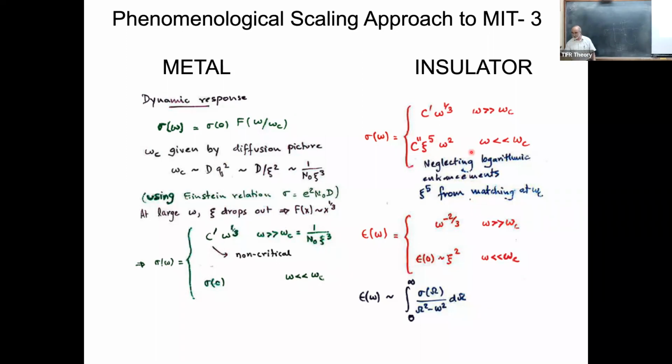Okay. Once you've got that, you can take the conductivity and Kramers-Kronig that to get the dielectric function. And when you do that, what you find is not unlikely: omega to the 1/3 conductivity translates to omega to the minus 2/3 in the dielectric function. And the dielectric function at 0 frequency turns out to go like psi squared, which is what we know it does. So this way we have got the whole dielectric function and AC conductance mapped out near the phase transition.